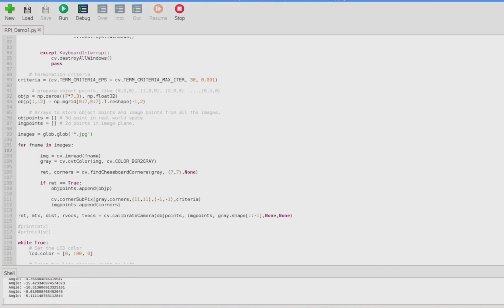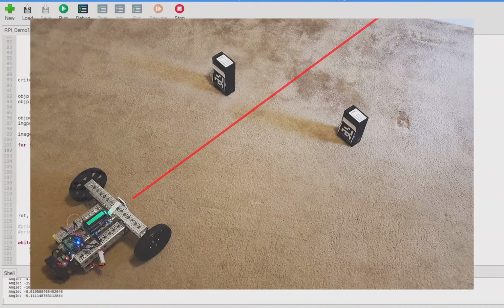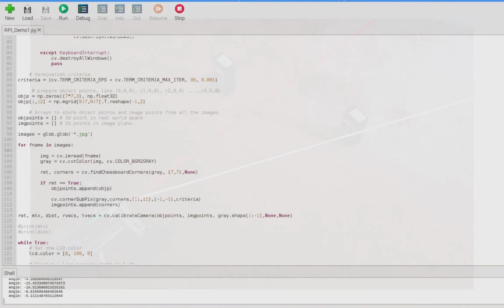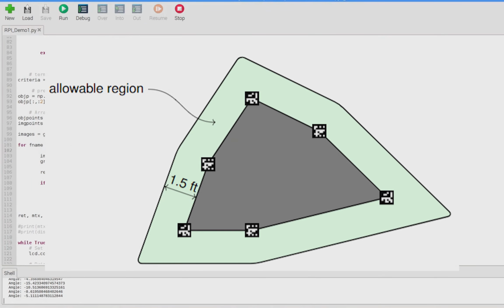How this fits into the project is that when it's searching for a beacon, it should be able to detect the distance from the beacon and therefore estimate its distance from the beacon so it's not too far or too close to the beacon.